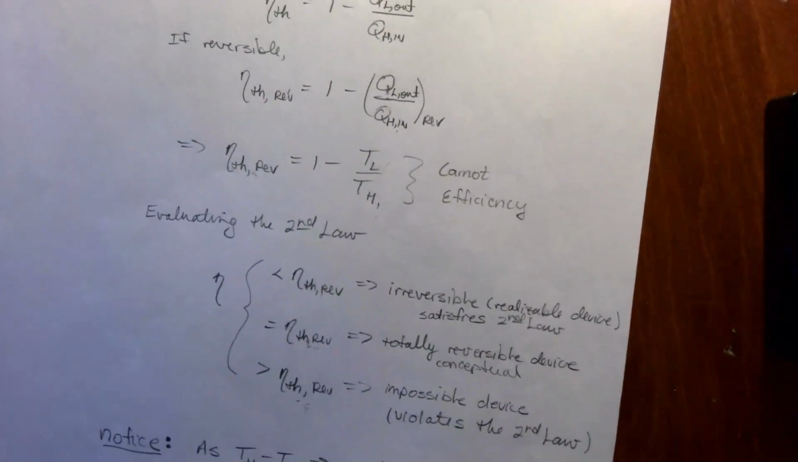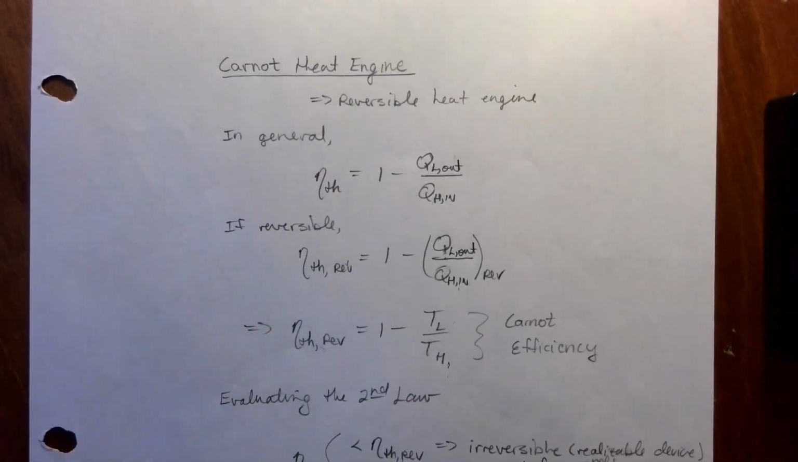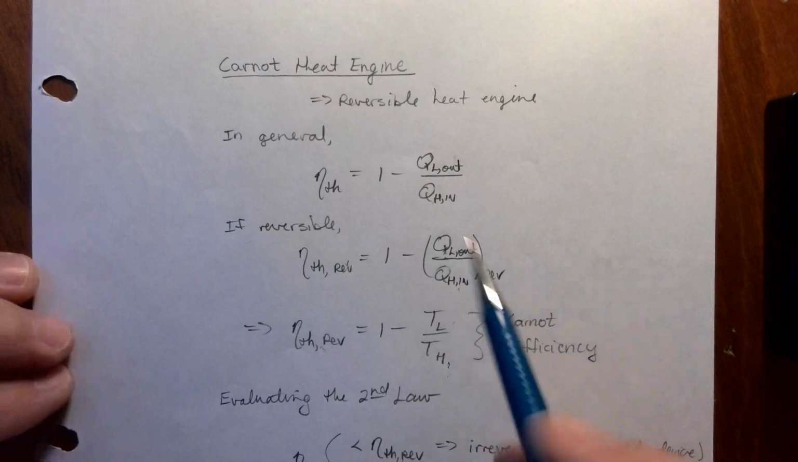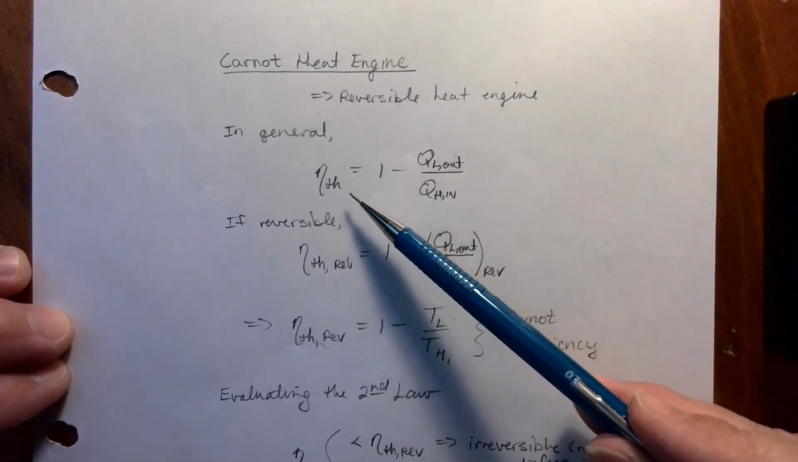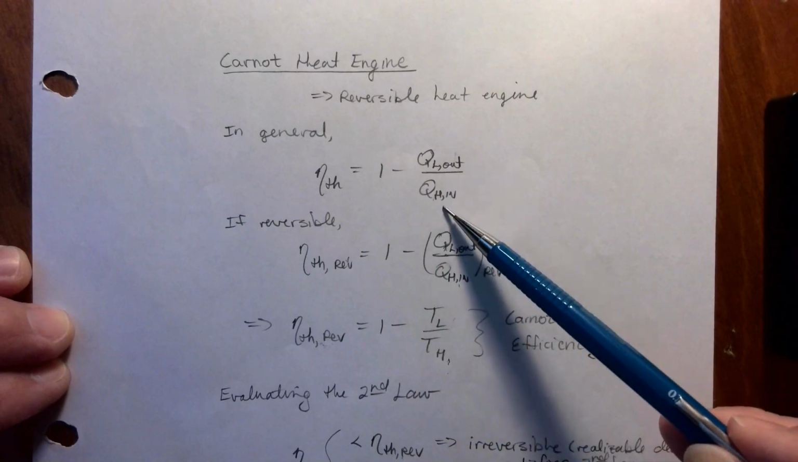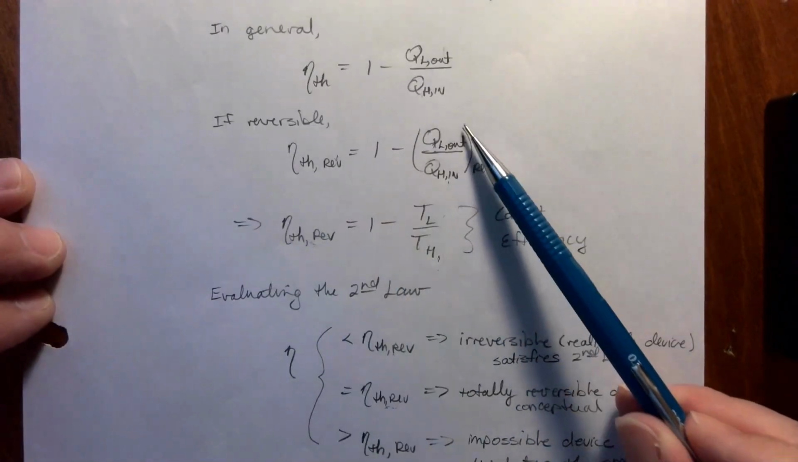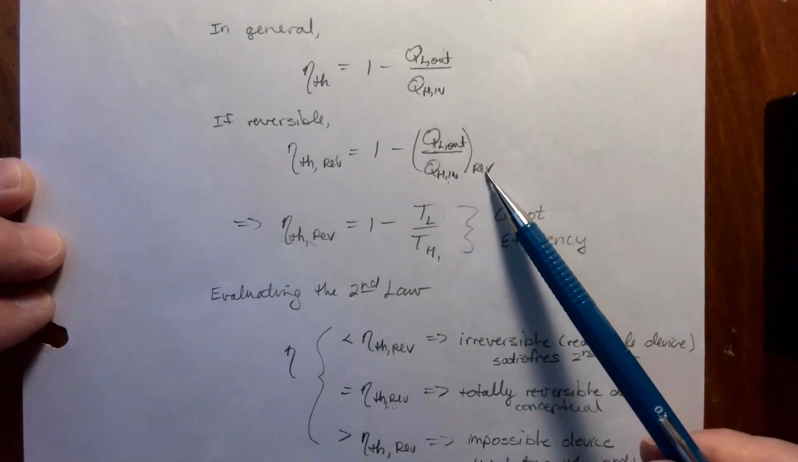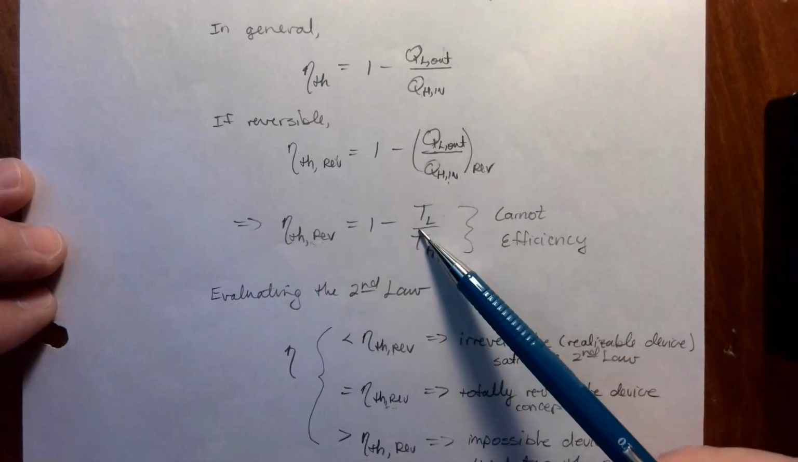So now let's take this information about the reversible case and the heat transfer and look at what's called a Carnot engine, which is a reversible heat engine. For any heat engine, the thermal efficiency is 1 minus QL out over QH in, like we just discussed. For the reversible case, just replace that ratio with this reversible situation, which happens to be TL over TH. So just make the substitution.